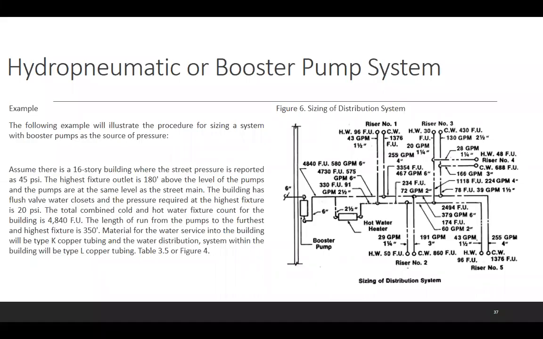Hydropneumatic or booster pump system. Sample. The following example will illustrate the procedure for sizing a system with booster pump as the source of pressure. Assume that there is a 16-story building where the street pressure is reported as 45 psi. The highest pressure outlet is 180 feet above the level of the pump.